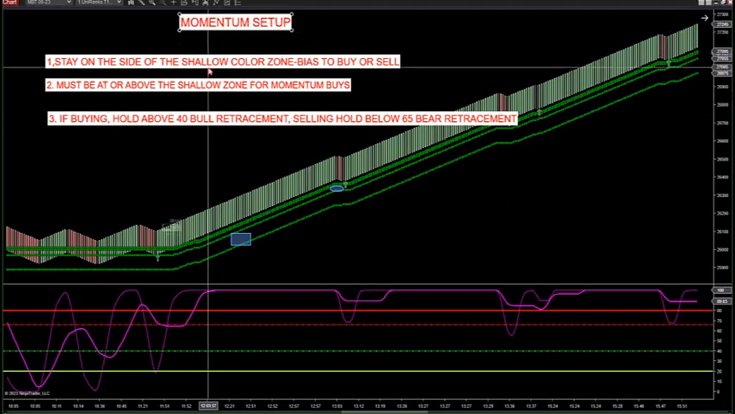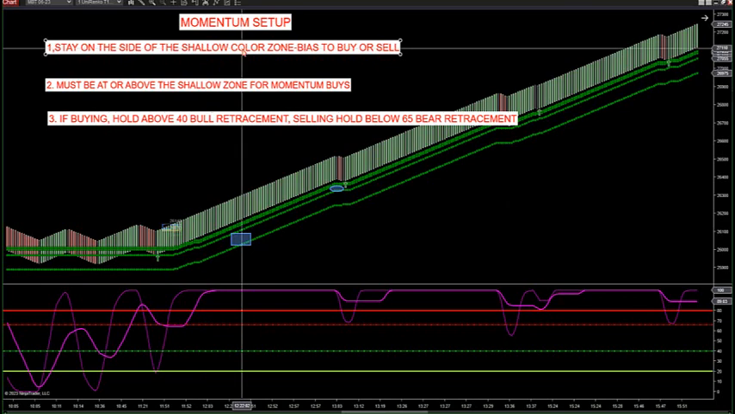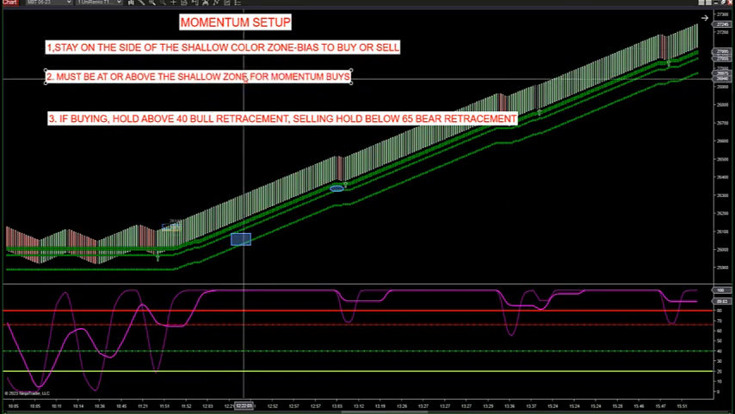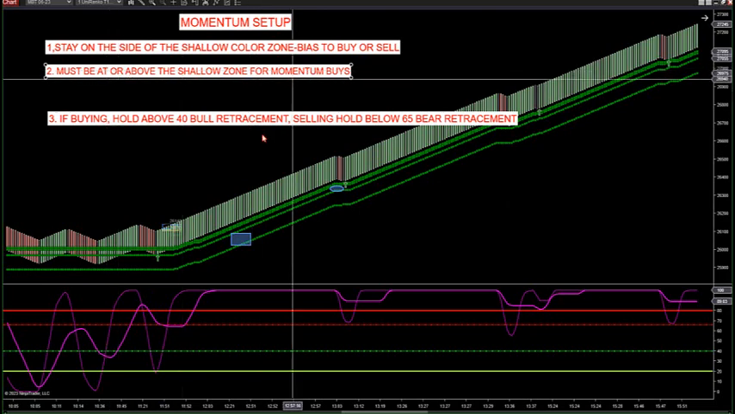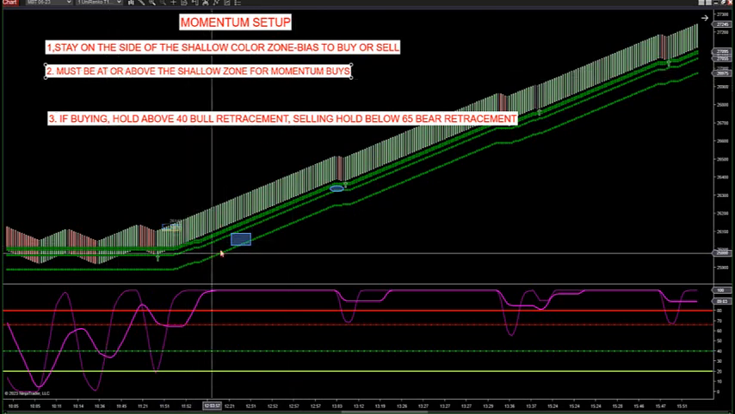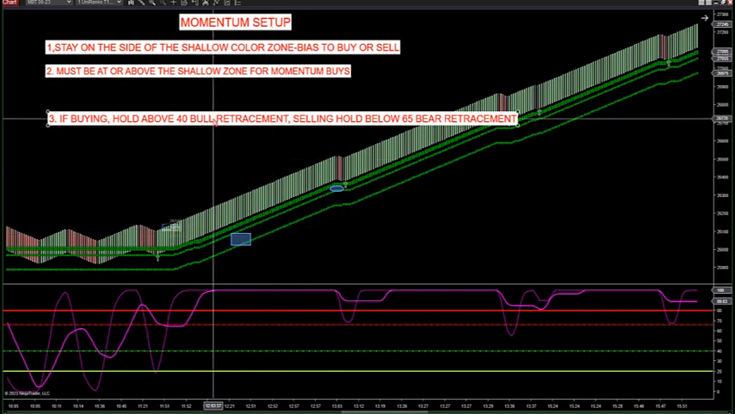All right, so momentum setup. Stay on the side of the color zone. If it's green, you're a net buyer. If it's red, you're a net seller. Be at or above the shallow zone for momentum buys. Price does not want to get into this deeper zone before you get pulled in. If it does, it's not a momentum buy.